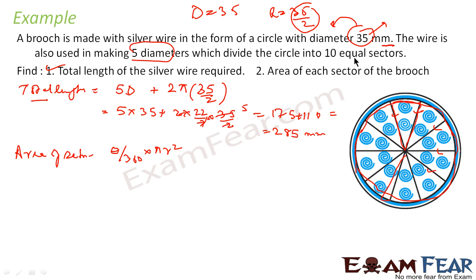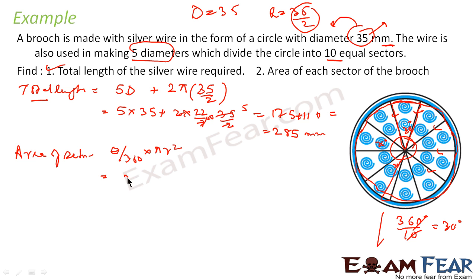Now since the question says there are 10 equal sectors, that is there are 10 things like this, 10 sectors like this. Total angle is 360 degree. Correct? Total angle is 360 degree. And there are 10 such sectors. So each sector will be 360 degree by 10, that is 36 degree. So each theta will be 36 degree. So I got the value of theta, that is 36 degree.